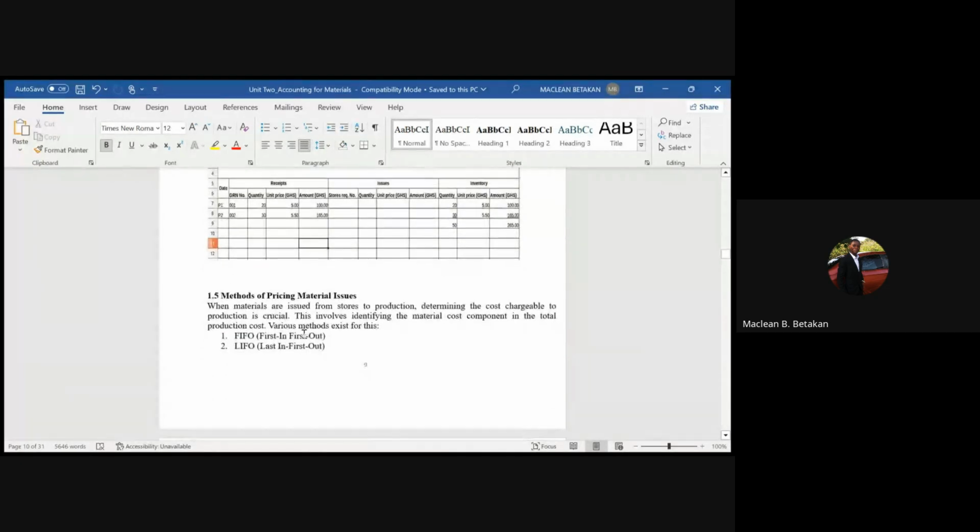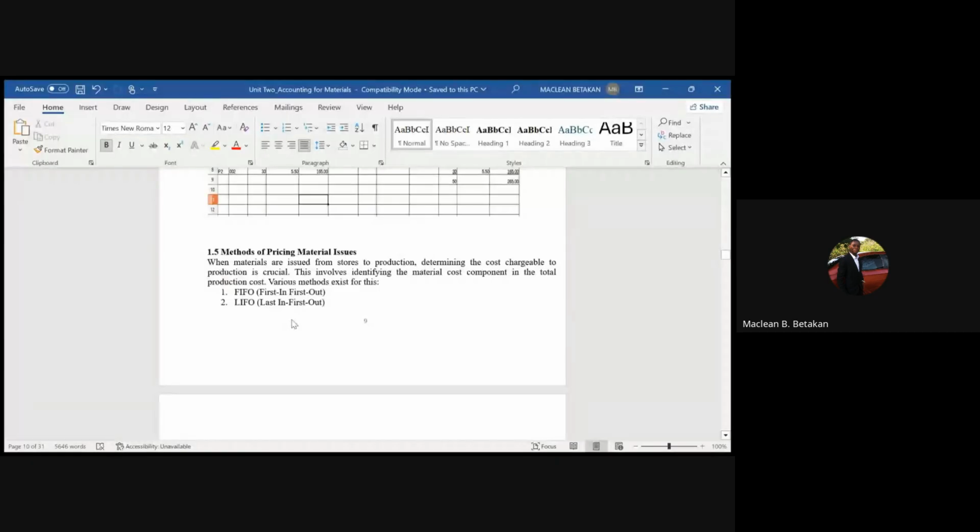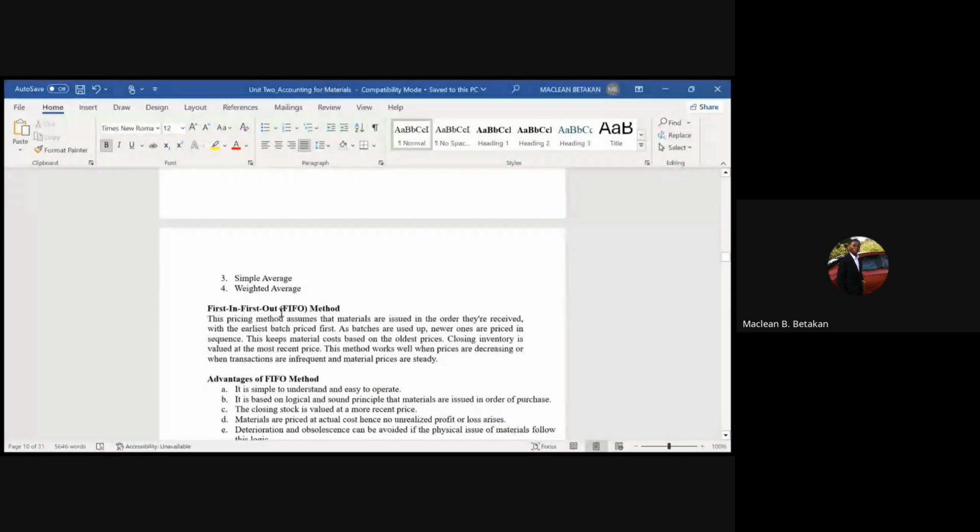So let's look at the methods of pricing. We have four types of pricing. We have FIFO, which is first in, first out. LIFO, which is last in, first out. And simple average and weighted average.